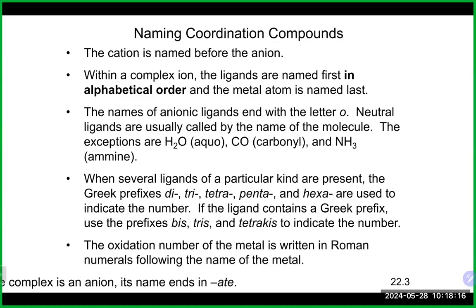Now, in addition to that, the oxidation number of the metal is typically written in Roman numerals, and that's not a big difference because typically with our transition metals, we usually do use Roman numerals.